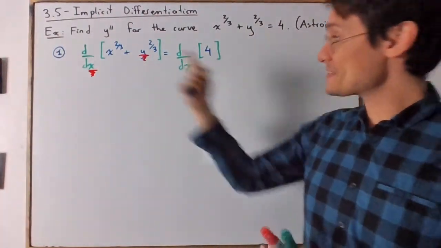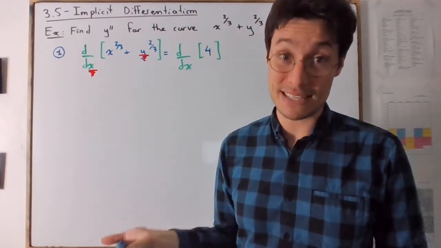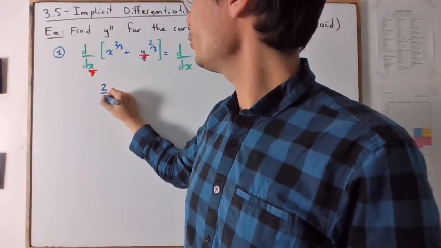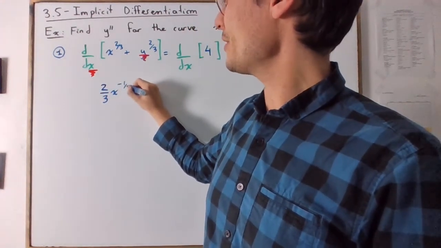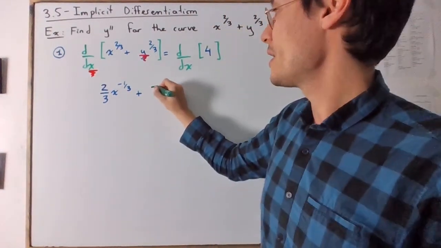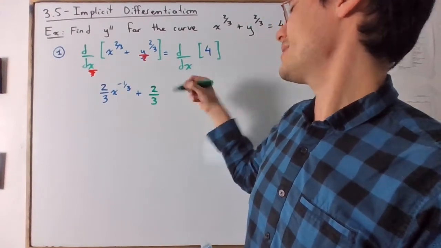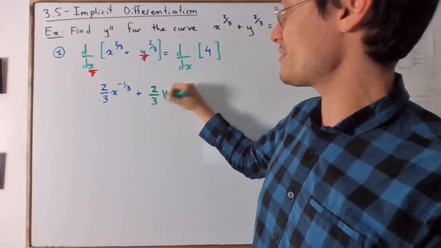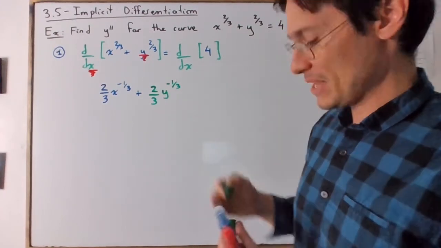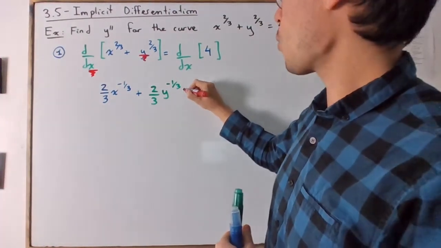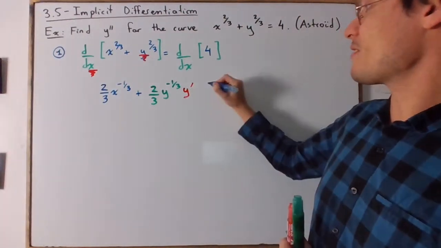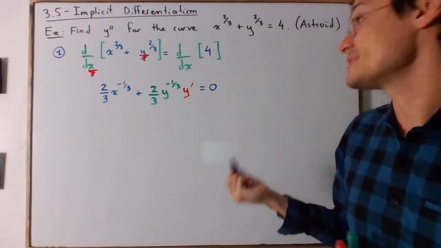We've seen how to differentiate a lot of examples like these in the class. So this derivative is the simple one, 2/3 x to the negative a third. And here, just a quick reminder, you do the outside inside rule. The derivative of the outside is 2 over 3 y to the negative 1 over 3, and the derivative of the inside is y prime.